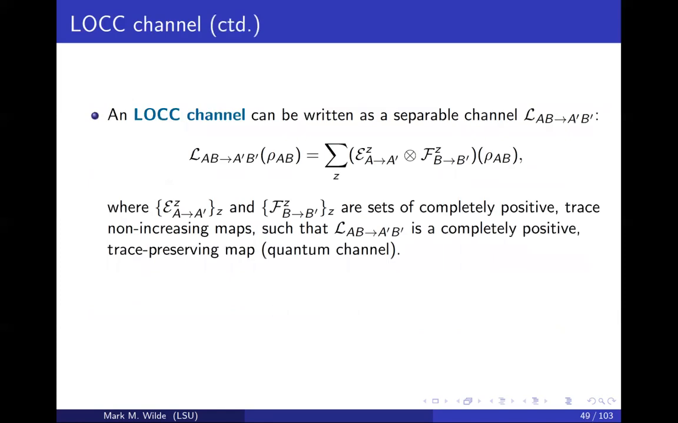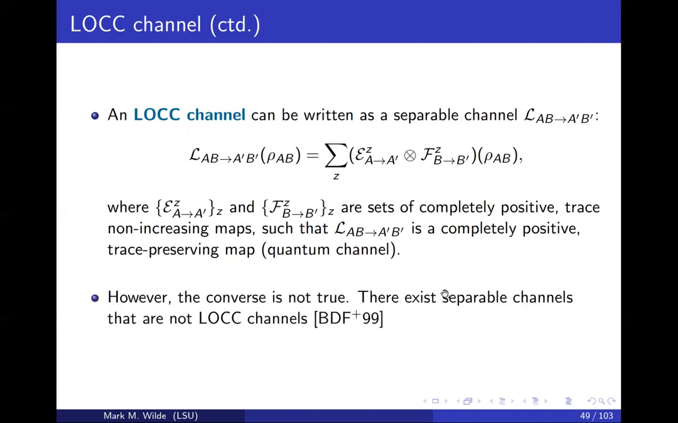Okay, and one thing you can show is that an LOCC channel can be written as what's called a separable channel. This is kind of like the channel generalization of separable states. The E_z and the F_z are sets of completely positive trace non-increasing maps, such that the overall map, when you take the sum of these, is a quantum channel. Every LOCC channel you can write as a separable channel, but the converse statement is not true. There do exist separable channels that you cannot write in terms of LOCC. It's a bit complicated to get into that, so we're going to skip that, but there's a reference here if you're curious.